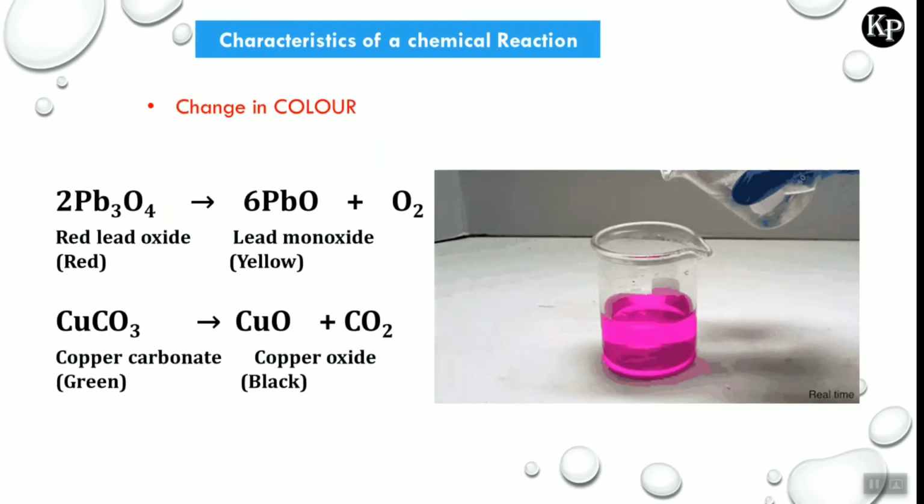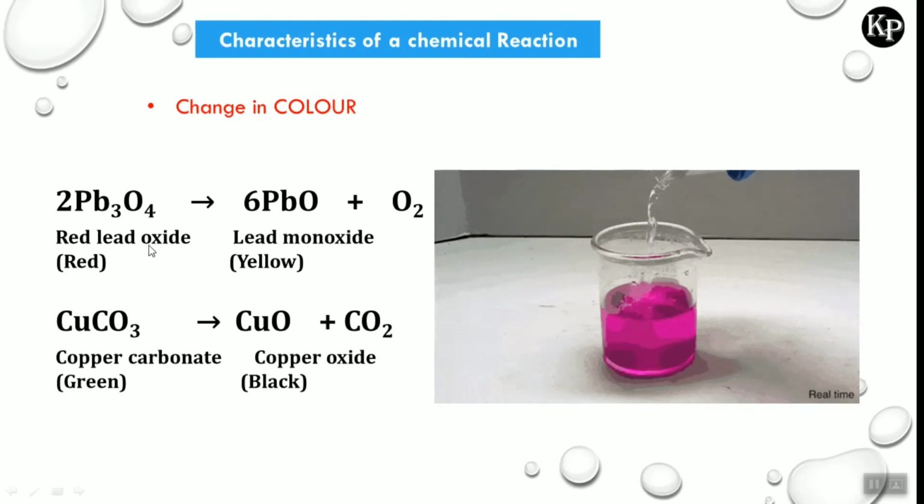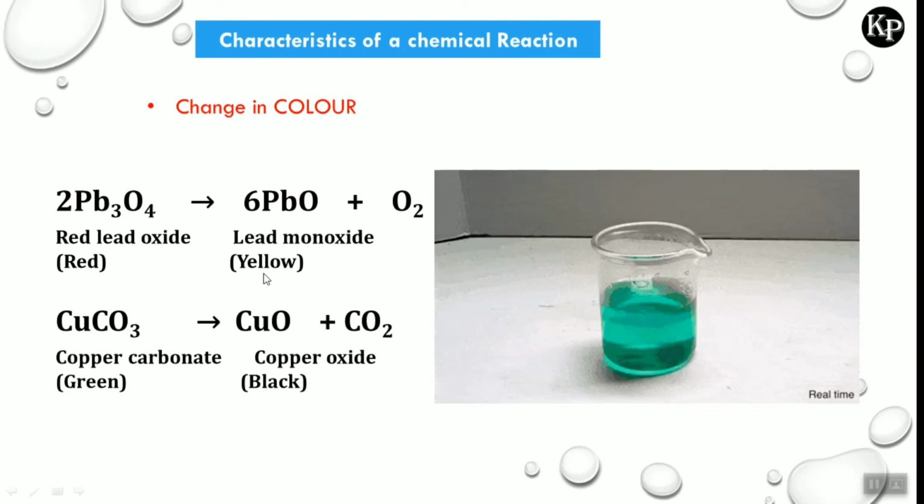Next, change in color. In this reaction, you can see lead oxide, red lead oxide, having the color red. After the reaction, what happened? Lead monoxide, yellow color, is formed. Copper carbonate, after the reaction, copper oxide, that is black color, is formed. Means red color changes to yellow and green color changes to black. So these are some reactions of the change in color.